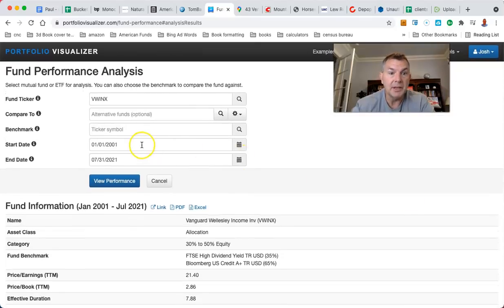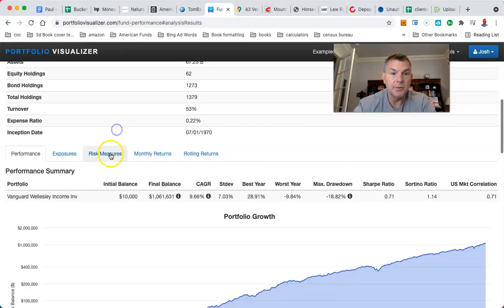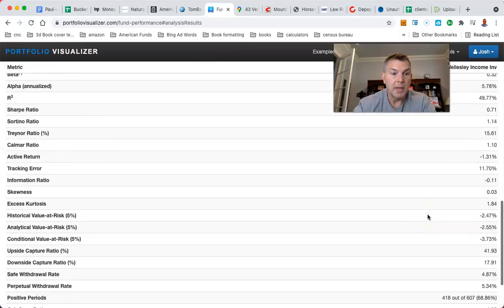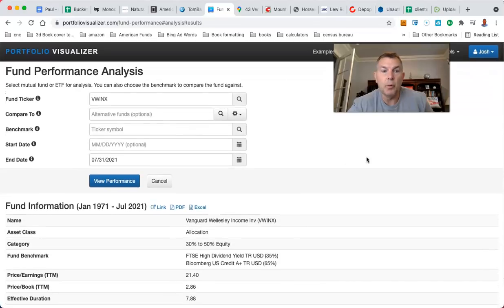So if we go back to historic numbers, we're just going to say boink. Let's see what the difference was here. And we're going to go to risk measures. So perpetual withdrawal, 5.34 perpetual withdrawal rate into perpetuity, with a safe withdrawal rate of only 4.87. Isn't that interesting? And I remember perpetual is forever, safe is for a certain amount of years. And so the safe withdrawal rate from 1971 until now is 4.87.